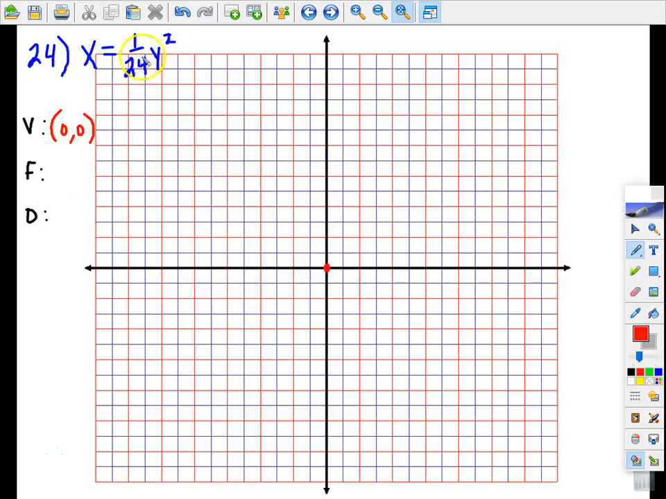This opens again to the right. I need to find out where the focus is, somewhere on the positive x-axis directly to the right of this vertex. So once again, using our little formula, a is 1/24. That means c is 6. So going directly to the right of the vertex 6 places puts me at the ordered pair (6, 0). Put that on the graph, which means to the left 6 places, drawing a vertical line, will be the directrix.